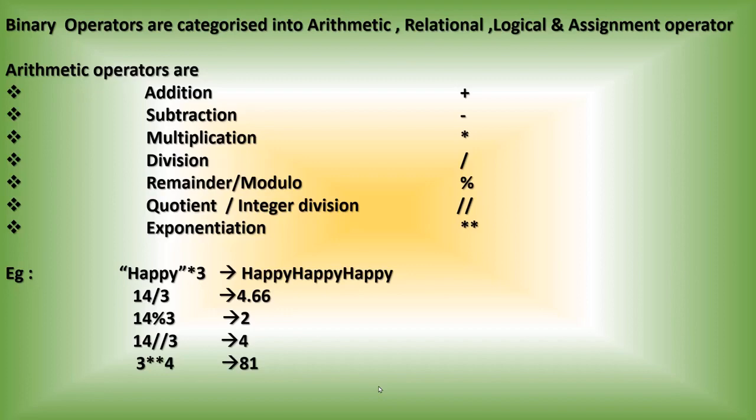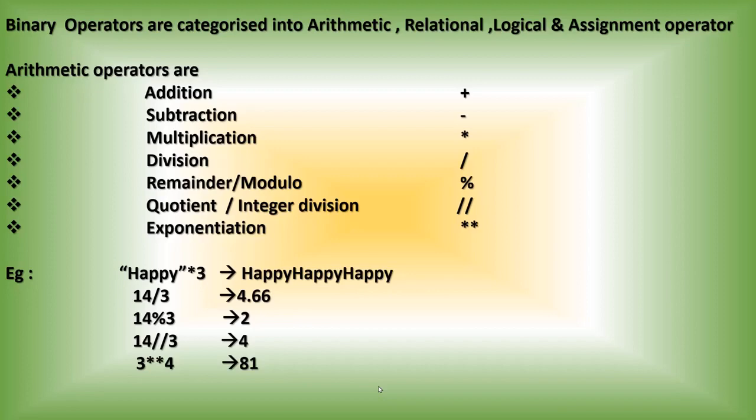We are not taking the decimal part, only the quotient part. That means only the whole number part. So for that, you use double slash. And the last one is exponentiation. That means it is used to calculate the power. If you want to calculate 3 raised to 2, there you can use exponentiation. So these are the different types of arithmetic operators.